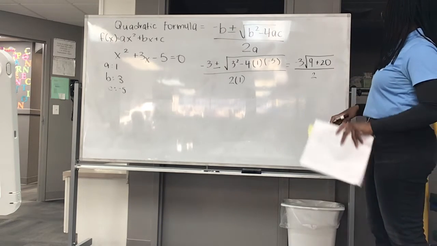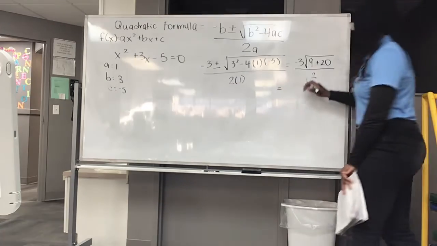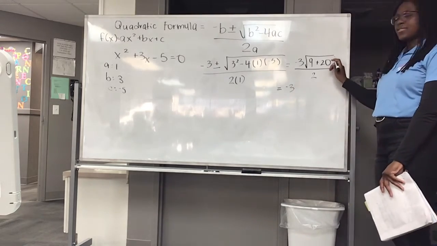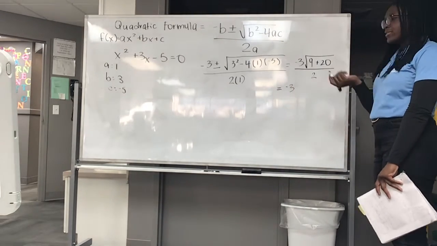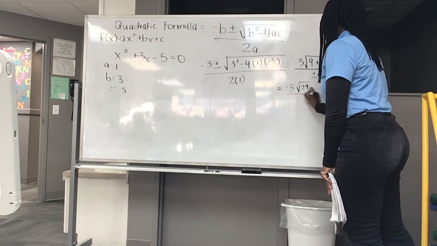Okay, so I'm going to simplify this even more, just a little bit. I'm still going to leave my negative 3 out front, but I can add that 9 and 20 that are under the square root. So 20 plus 9 is just 29. Square root 29, and then over 2.